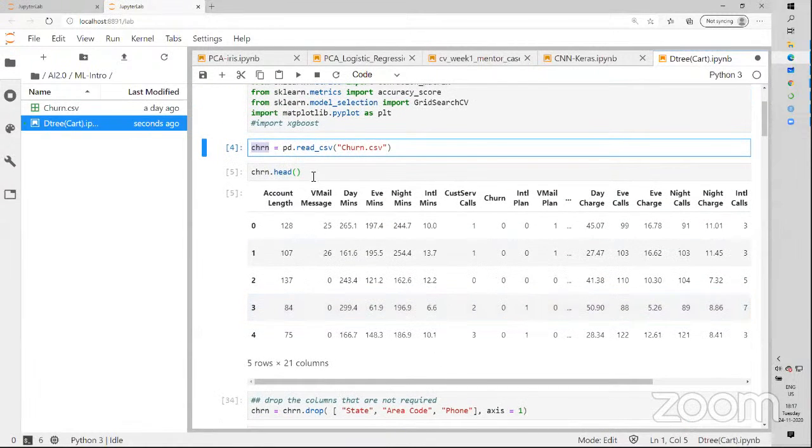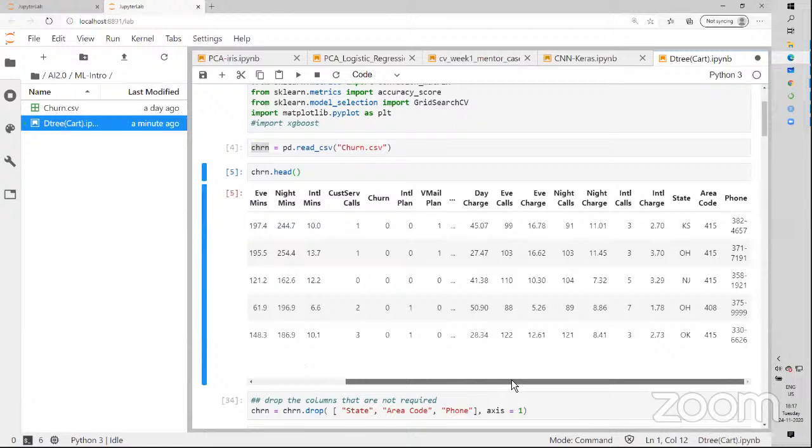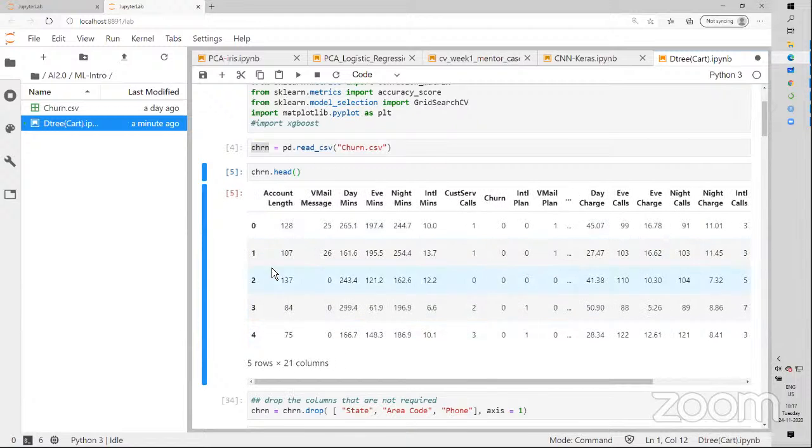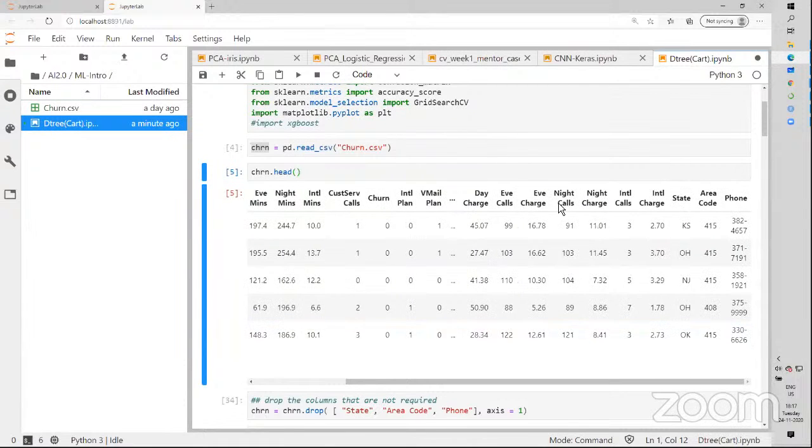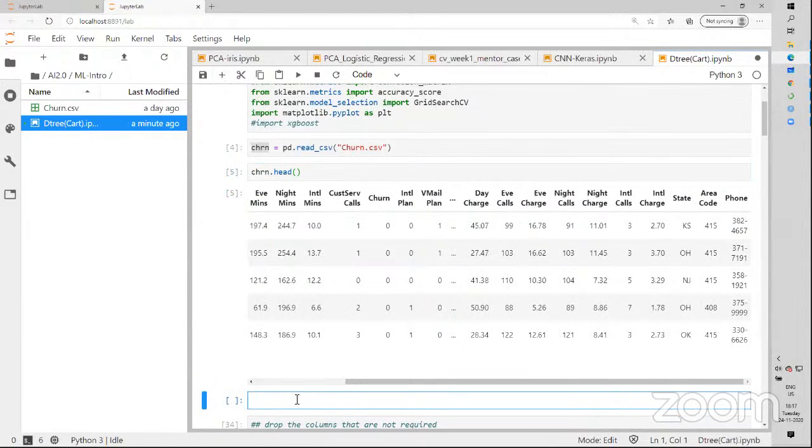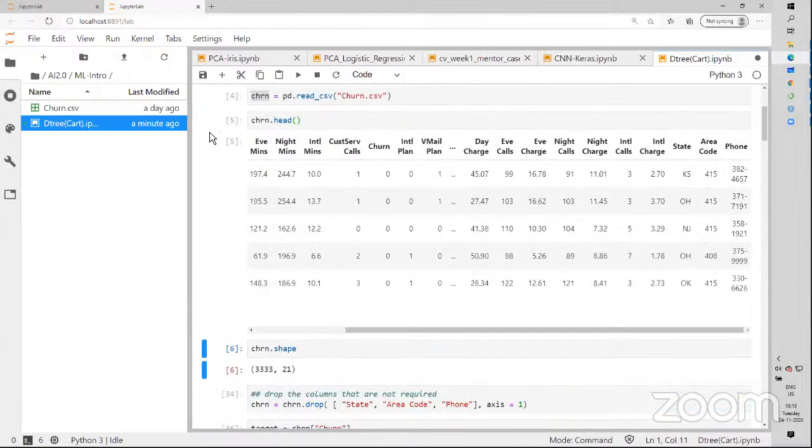You can look at this. I have printed a few records for you. These are all the observations that we have, and these are all the variables, the variable names that you can see. Let me show you churn.shape. This table now has 3,333 observations and 21 variables, 21 columns.